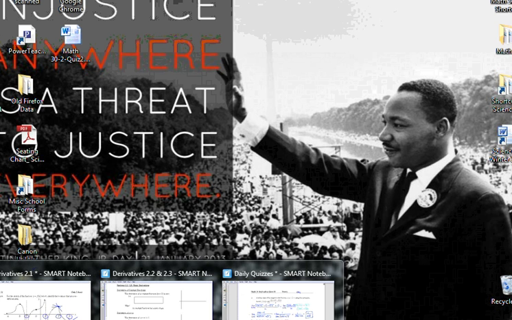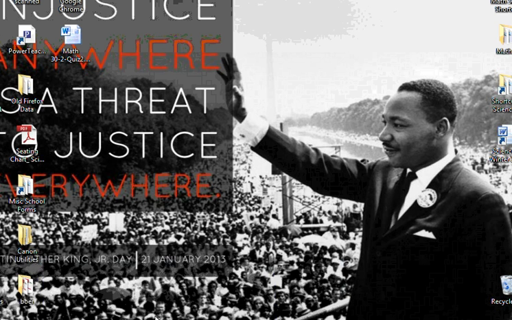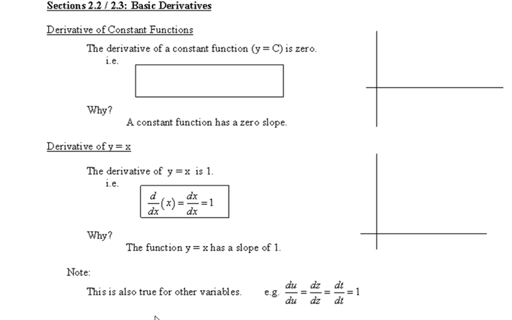All right, so which one? I think I'll do that one. Could you turn to section 2.2, 2.3, and don't be concerned about the fact that there are 2 textbook sections represented here. We are going to cut through this like a hot knife through butter.